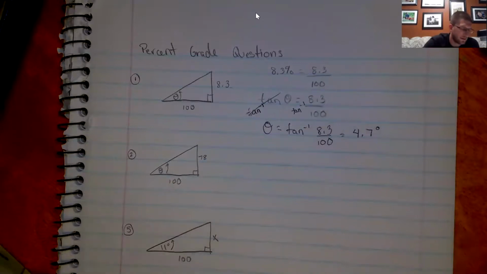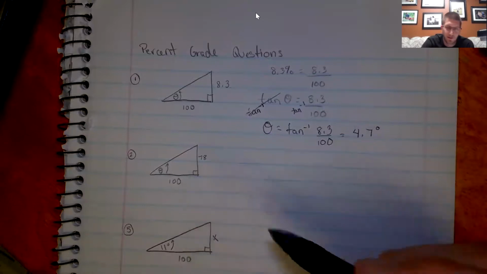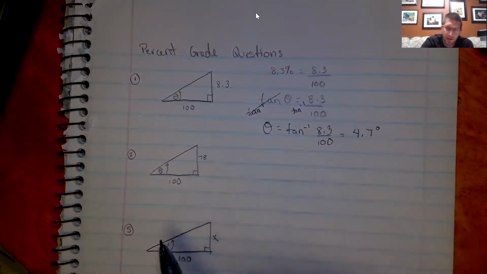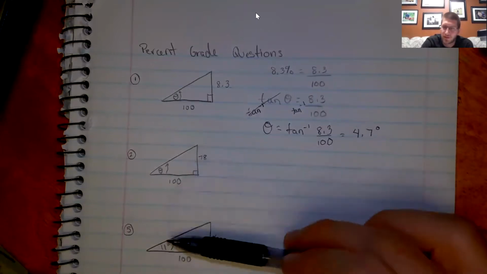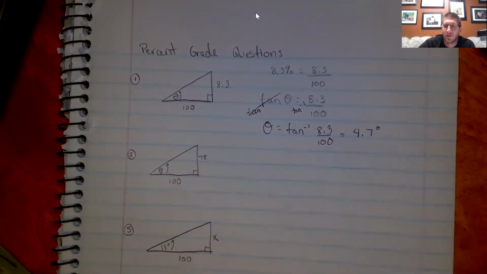The second one here is going to be set up the same way, same as the third, except for the third, you will not have to use an inverse because you already have the angle. That's just going to be a normal trig function, and you'll know both of these use the tangent function because, like I said, with percent grade, you'll always have the opposite over the adjacent.